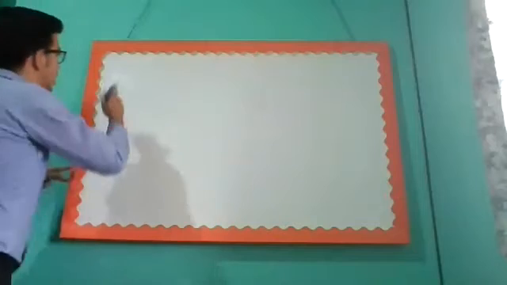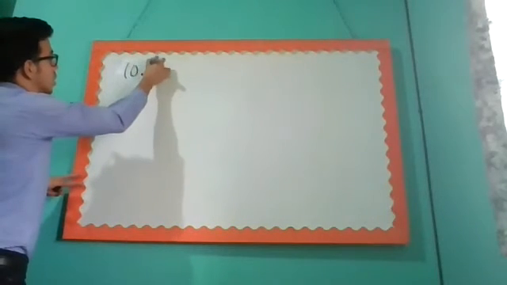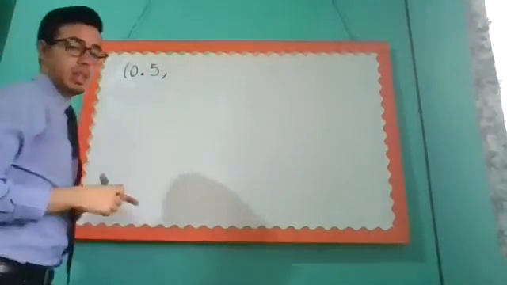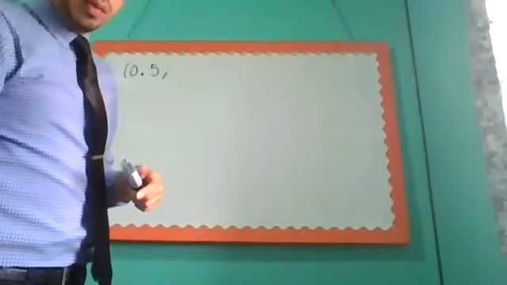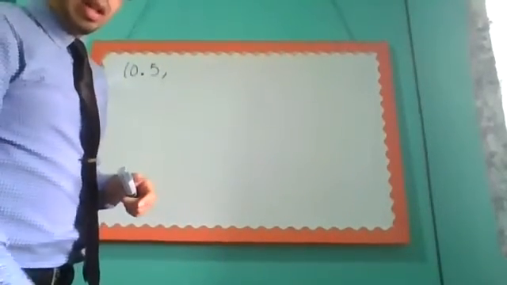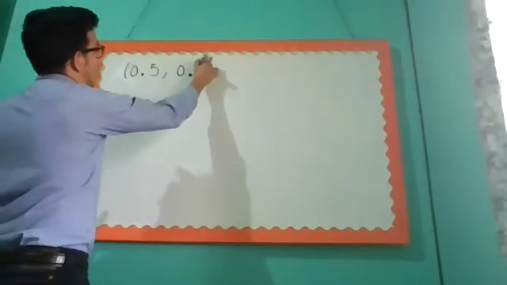So the first point is 0.5, comma, the second point is 1/10. 1/10 in decimal is 0.1.